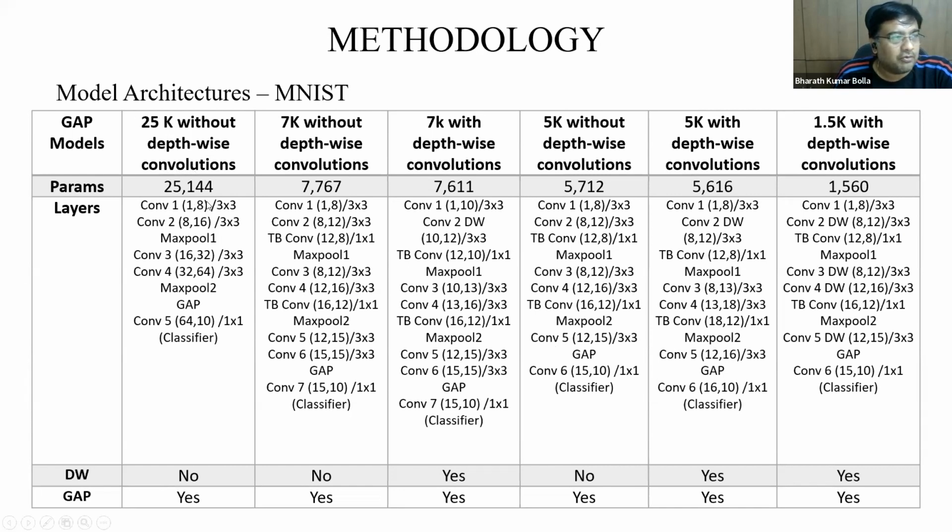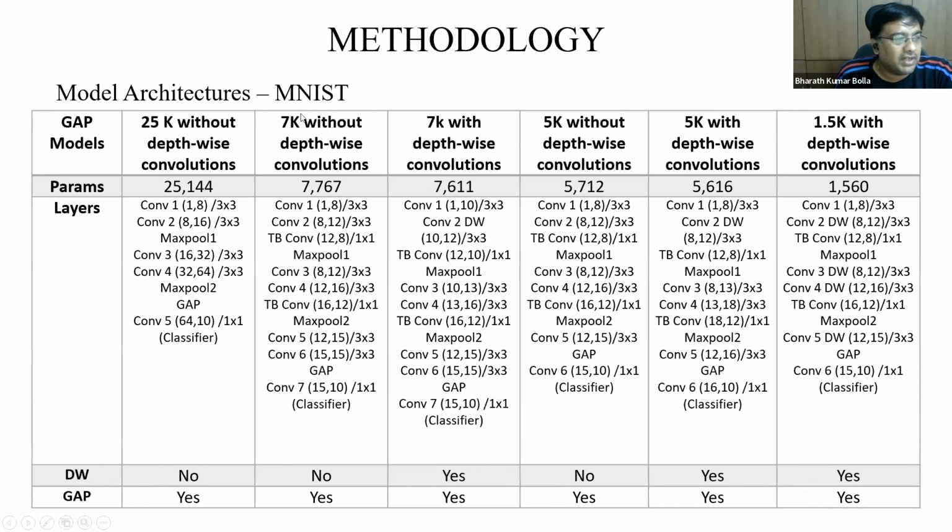You start with 8 channel output. From 8 channels, we reach 16 channel output. You have max pool, and then 16 to 32, 32 to 64, and max pool. Finally, we flatten and make it a GAP layer, as I told you. And we have a convolution layer, a 1x1 classifier here, and a softmax layer. So we don't have depth-wise here, but we are using a GAP in all the layers.